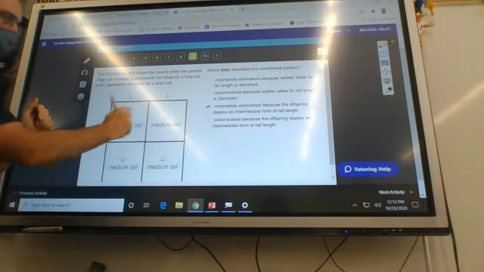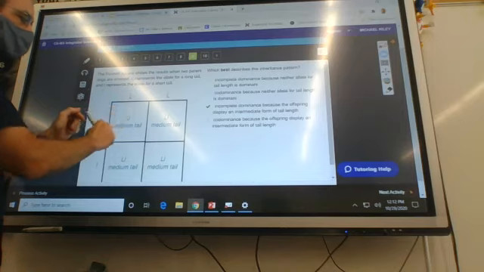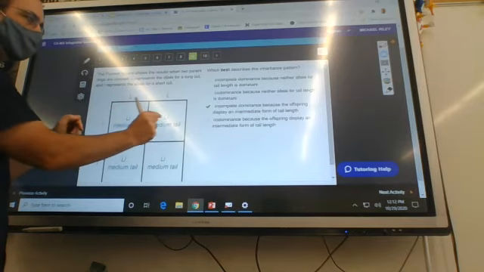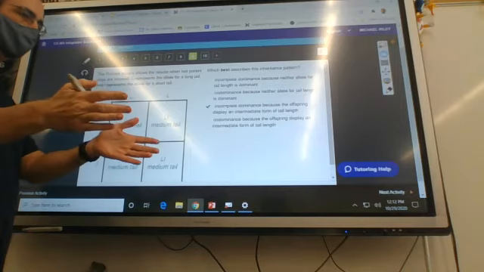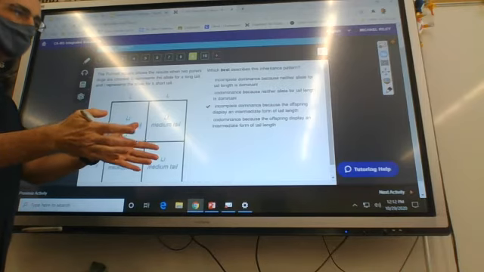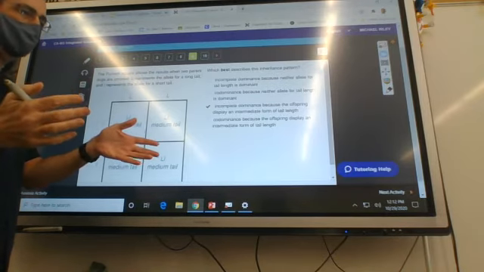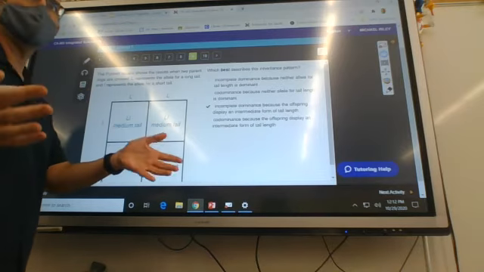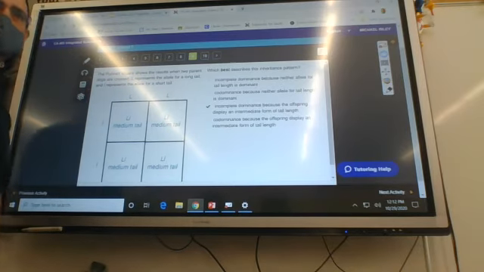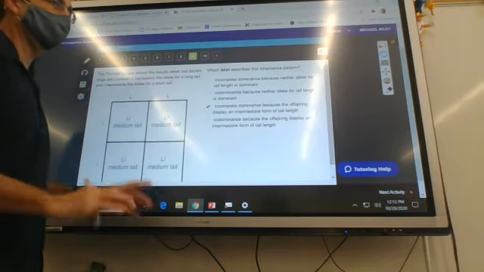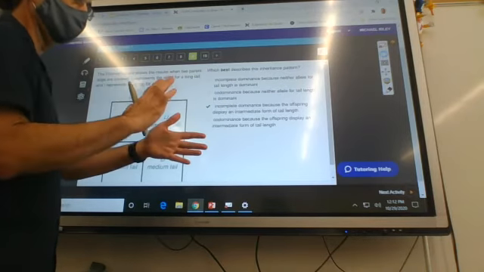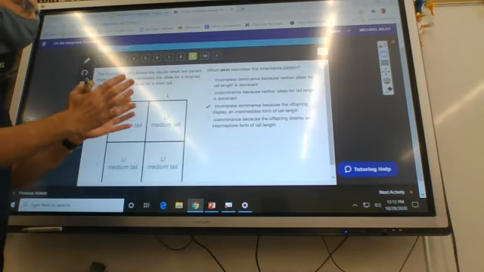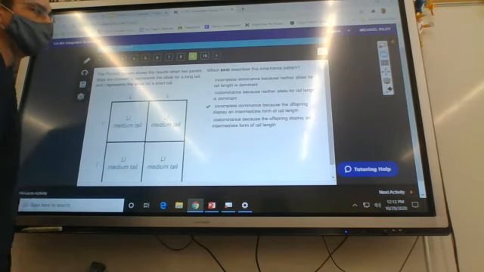The fact that it says medium means you have a long tail and a short tail, and it's in between the two. It's like the flower, right? You can't have a long tail and a short tail at the same time, right? So it's not codominance. It's incomplete because it's in the middle. Long, short, medium. Okay, so it's incomplete.